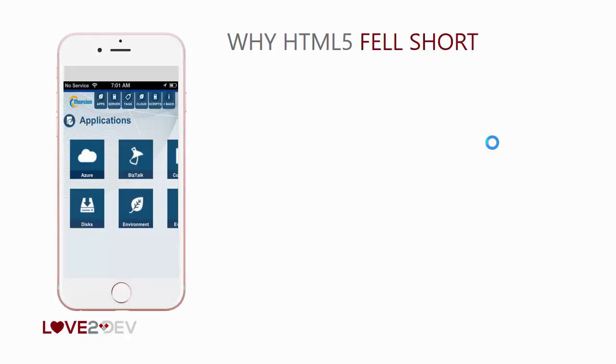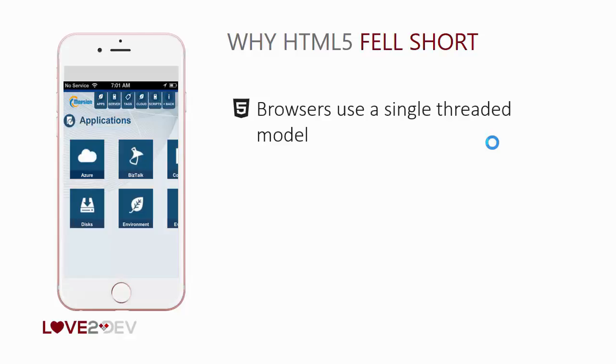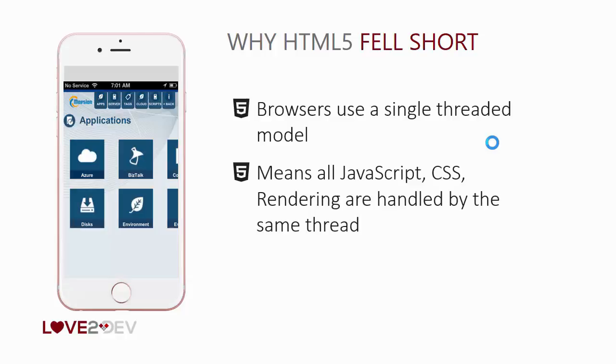So here's why HTML ultimately has fallen short. So some of it's technical, and one of the first things is browsers are single-threaded. And what that really means is that all the JavaScript you're loading, all the CSS, they're all handled by the same thread. And if you understand threading models, which basically any developer should, you understand that there's only one task that can be done at a single time.